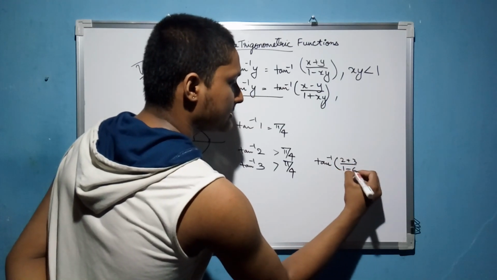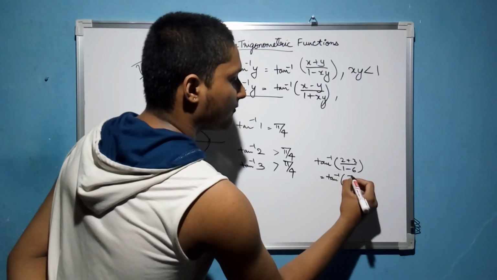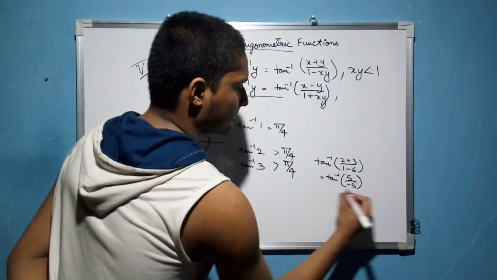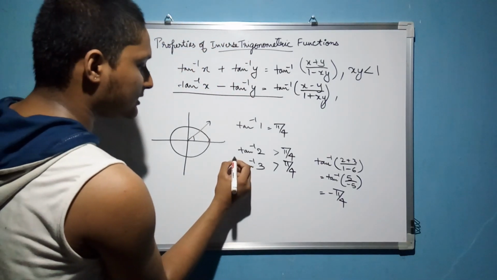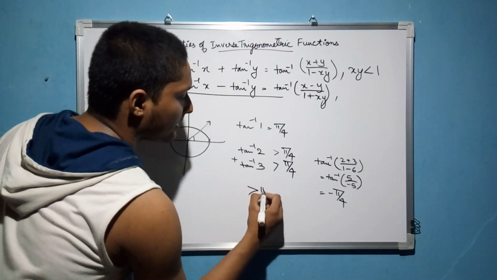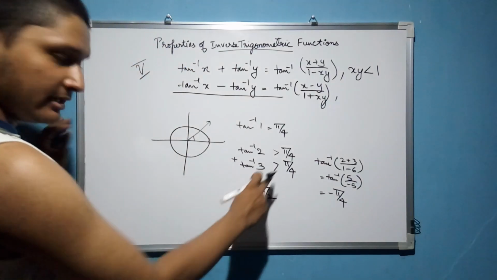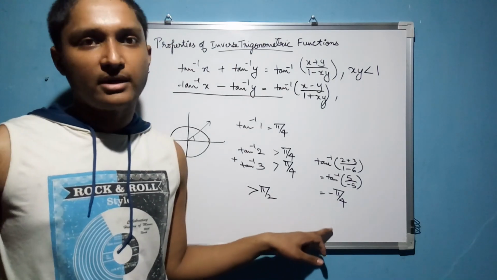divided by (1 minus 6). That is going to be tan inverse of 5 by minus 5, which is going to be minus pi by 4. But if I add these two, I need to get something that is greater than pi by 2, right? It is greater than pi by 2. But when I did this, I got minus pi by 4.